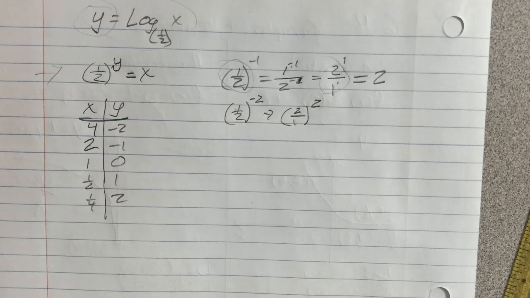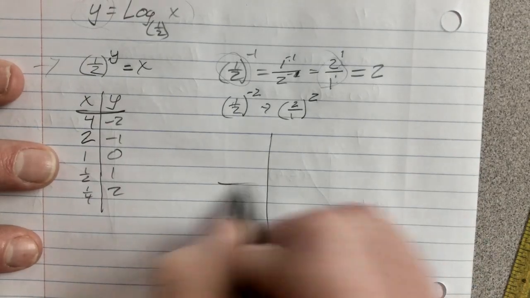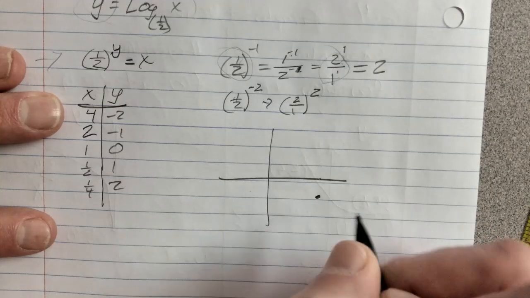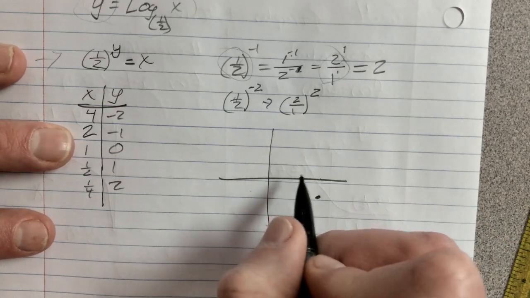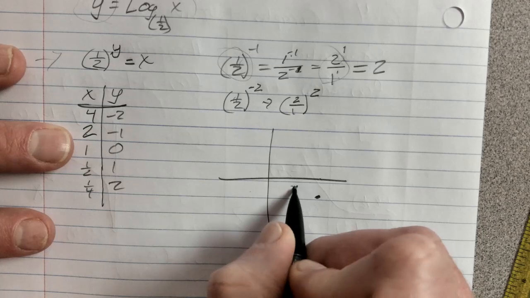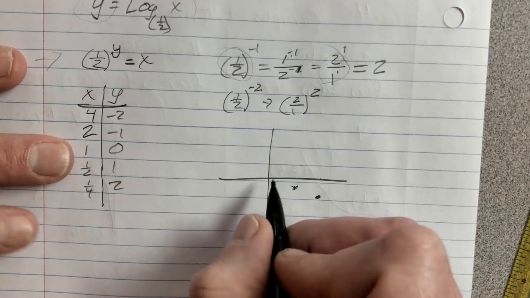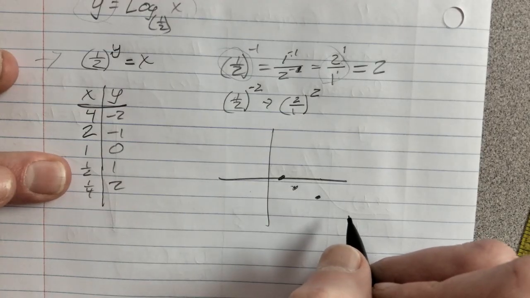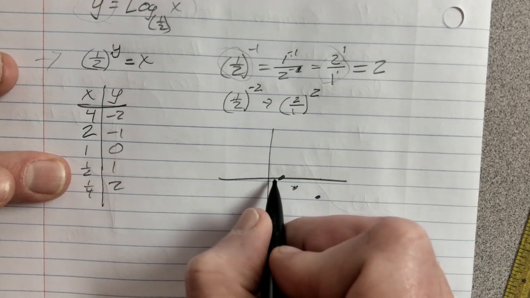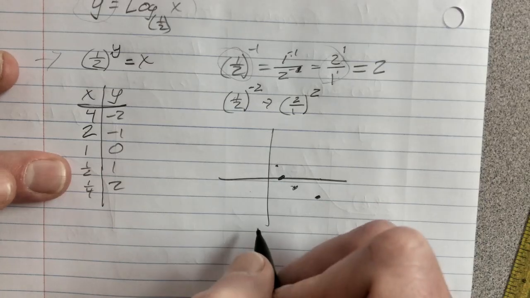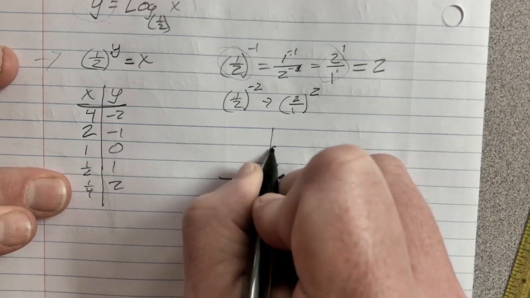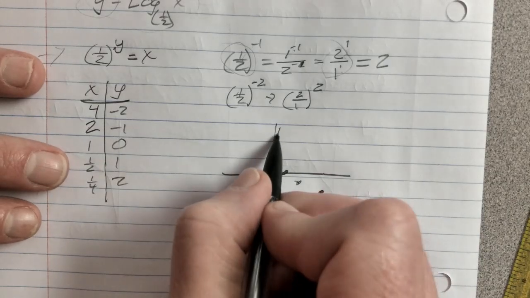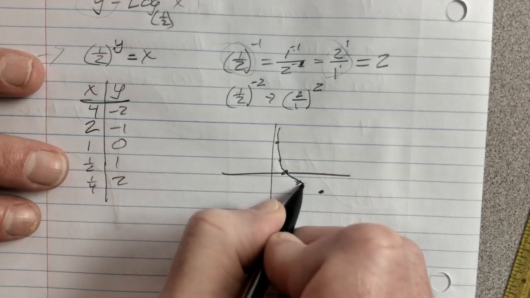So what will that look like on a graph? My x value of 4 has a y value of negative 2. My x value of 2 has a y value of negative 1. My x value of 1 has a y value of 0. My x value of 1/2 has a y value of 1. And my x value of 1/4 has a y value of 2. What's happened to the shape of this graph? What do y'all notice?